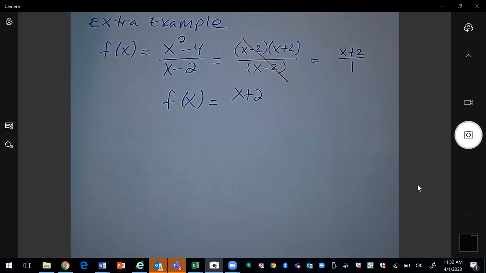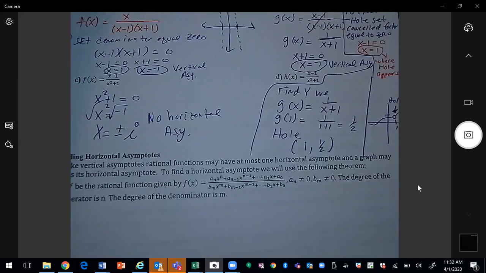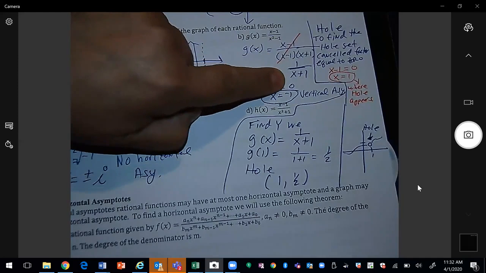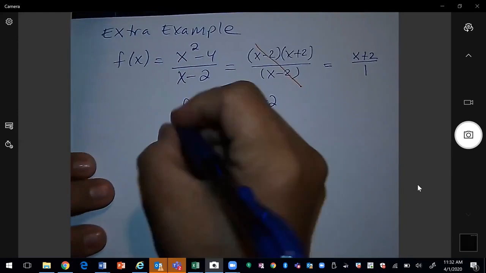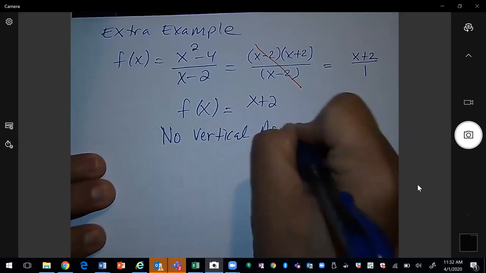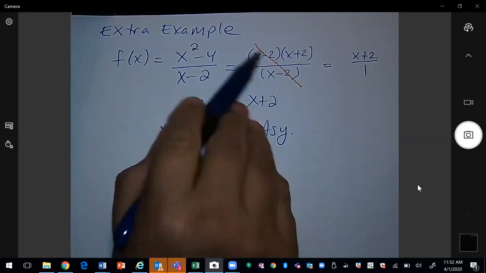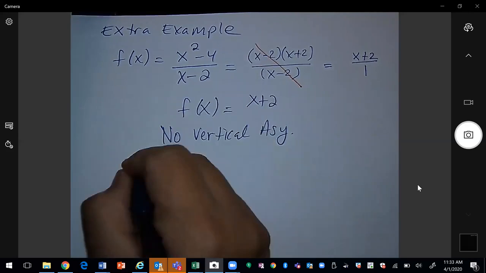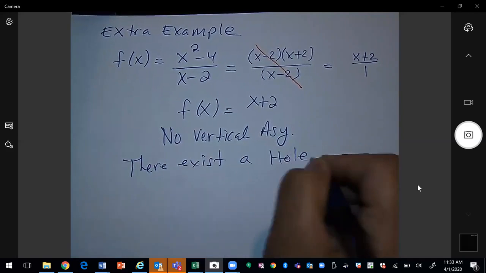So after we cancel, the next step was set your denominator equal to 0, but there's no more denominator here. Notice how the denominator is not there anymore. Like in these examples, after we canceled, we were still left with a denominator, but on this one, there's no denominator. So what that means is that there's no vertical asymptote because we have no denominator left, okay? However, since you were able to cancel this term here, then there exists a hole in the graph.